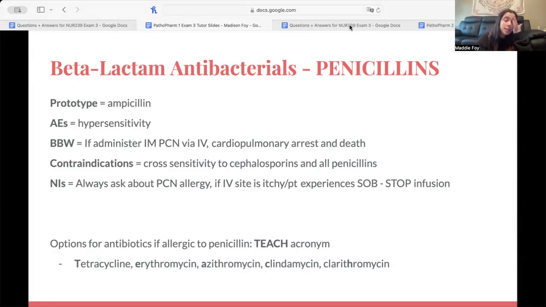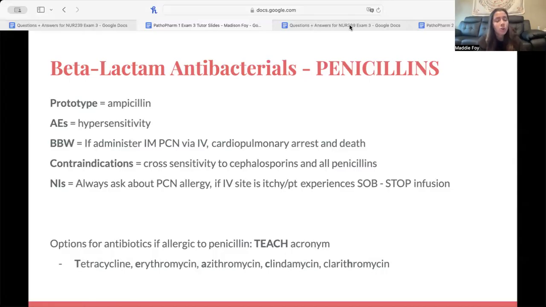Contraindications with penicillins: there's a cross allergy, cross sensitivity to all cephalosporins, and vice versa. So if someone says they're allergic to a cephalosporin, you cannot give them ampicillin, penicillin, any of the penicillins, because there is a cross sensitivity that is super important to know. So for those nursing interventions, you always ask about an allergy. And if they start experiencing any signs and symptoms of an adverse reaction, you want to stop that infusion right away.